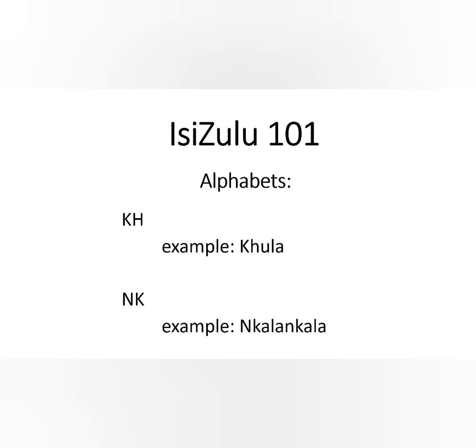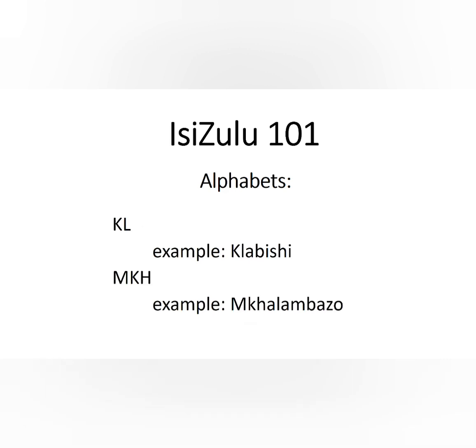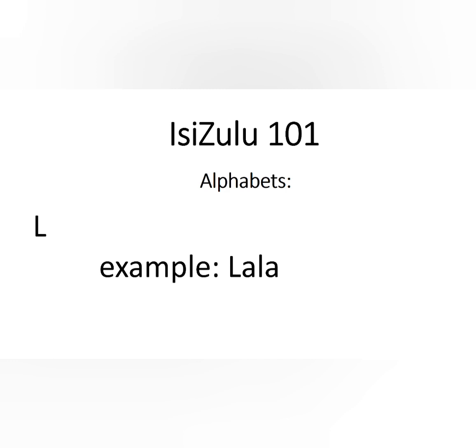Adding an H to the K, it becomes kh. Example, khula, grow up. And if you add an N before the K, it becomes nk. Example, nkalankala, a crab. Adding an L after the K gives you the sound kl. Example, klabishi, cabbage. Adding an M in front and an H after the K gives you mkh. Example, mkhalambazo, karate. In IsiZulu, we have a word for everything. Believe me.